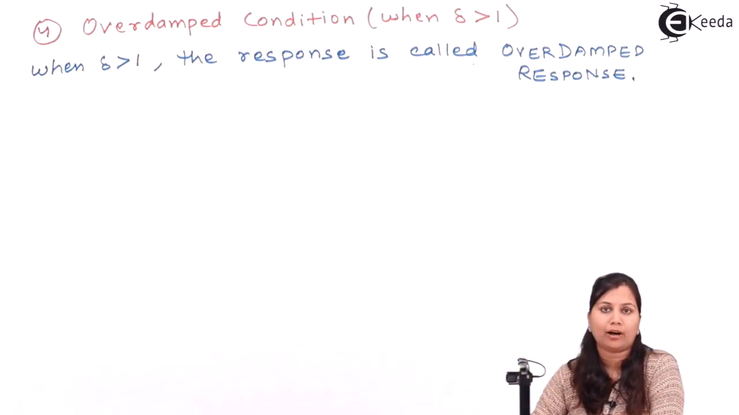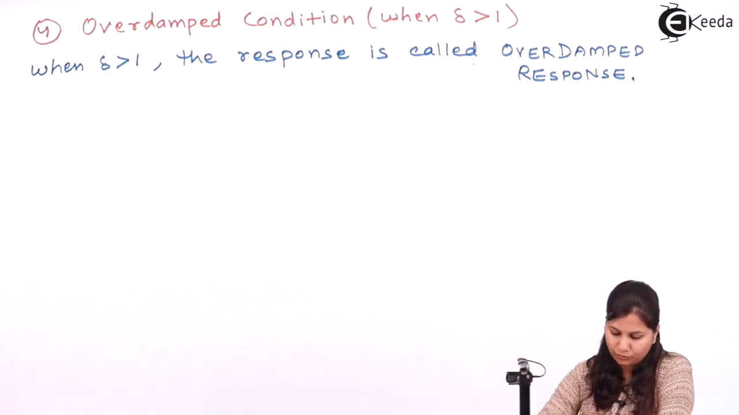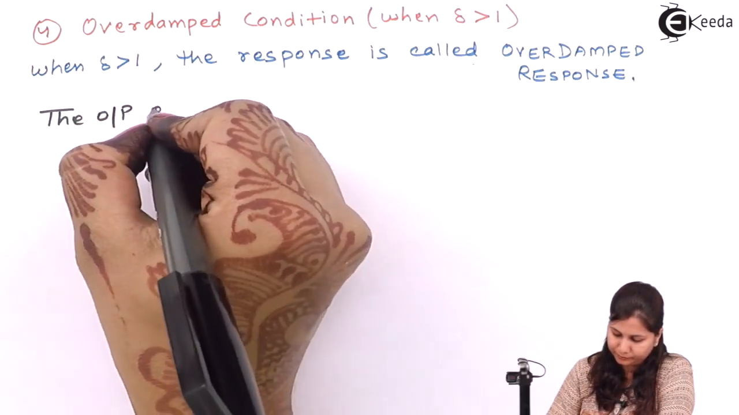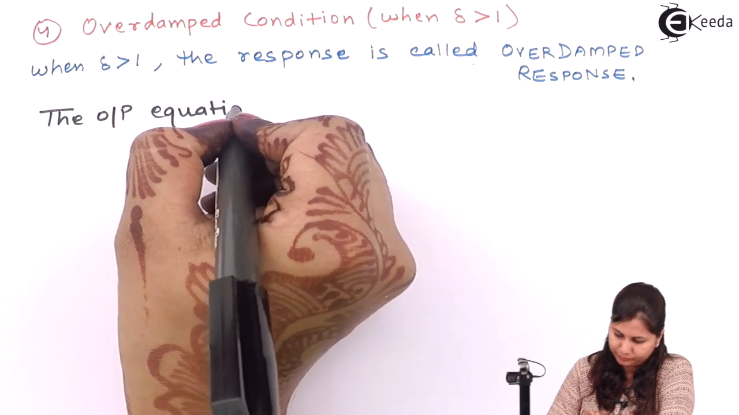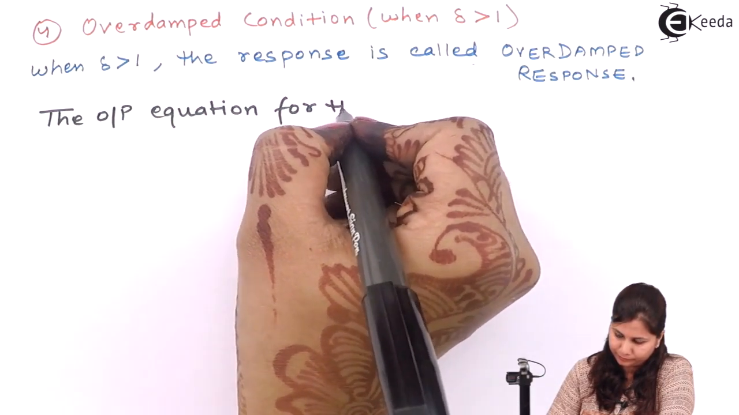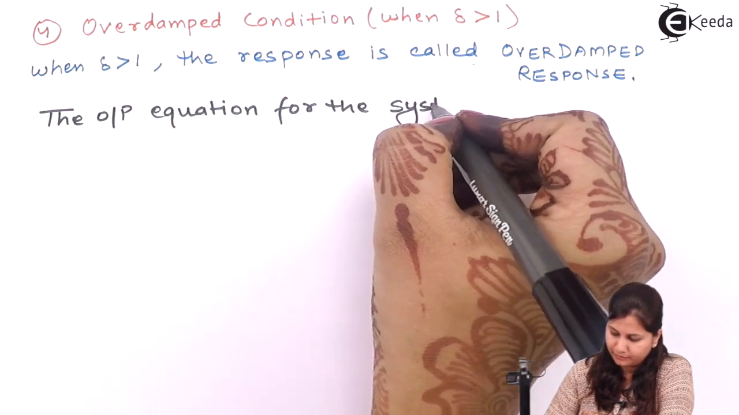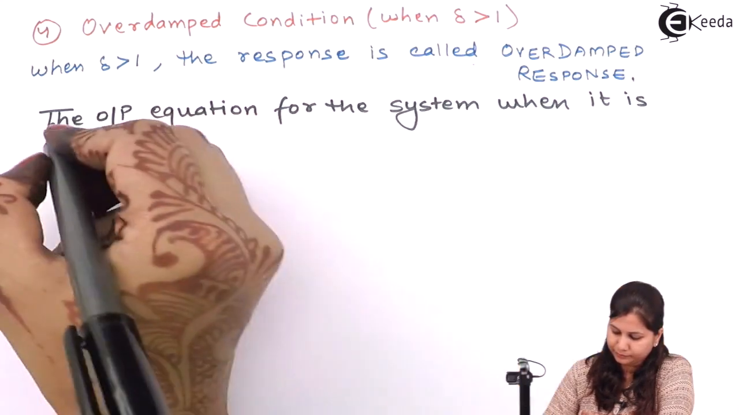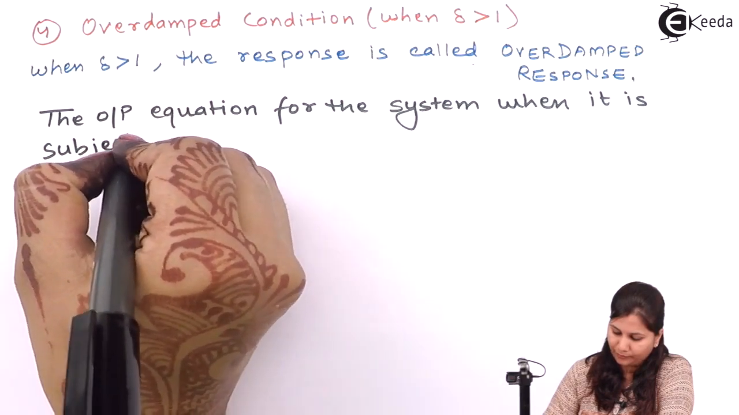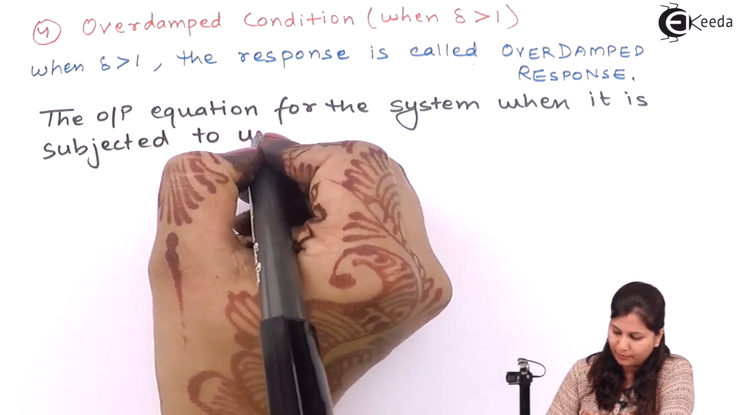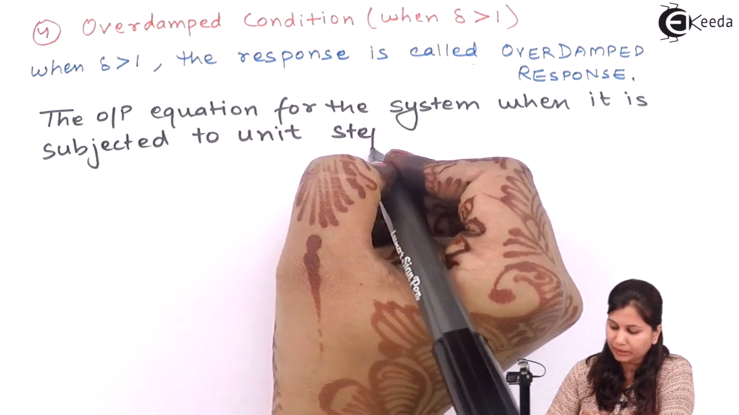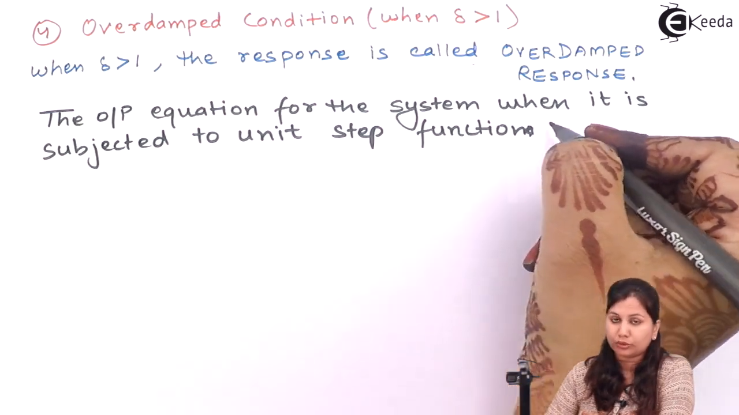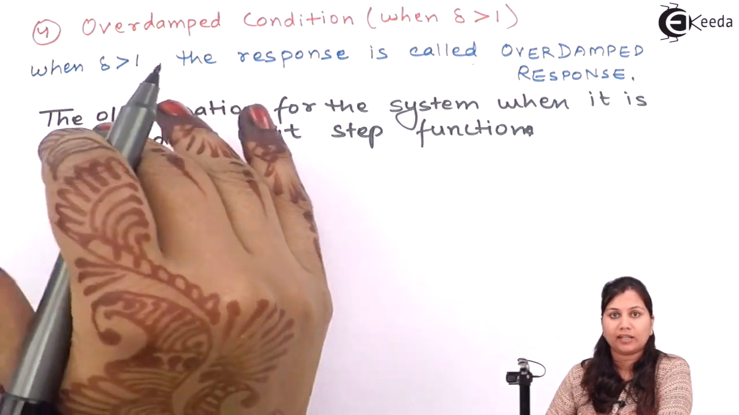So again, we will find out the output response for this case. For this, the output equation for the system when it is subjected to a unit step function. Up till now we are studying the case when we have applied a unit step function to the system. Okay, and these are its various conditions.